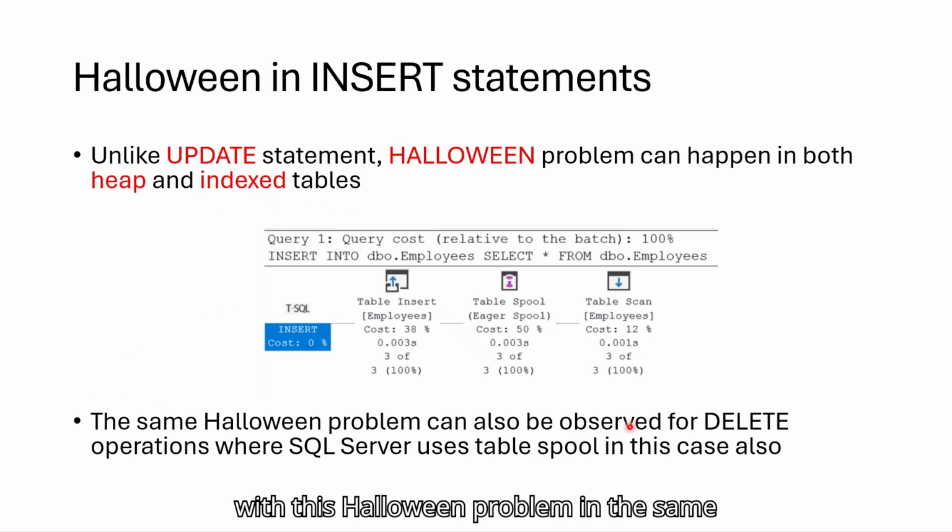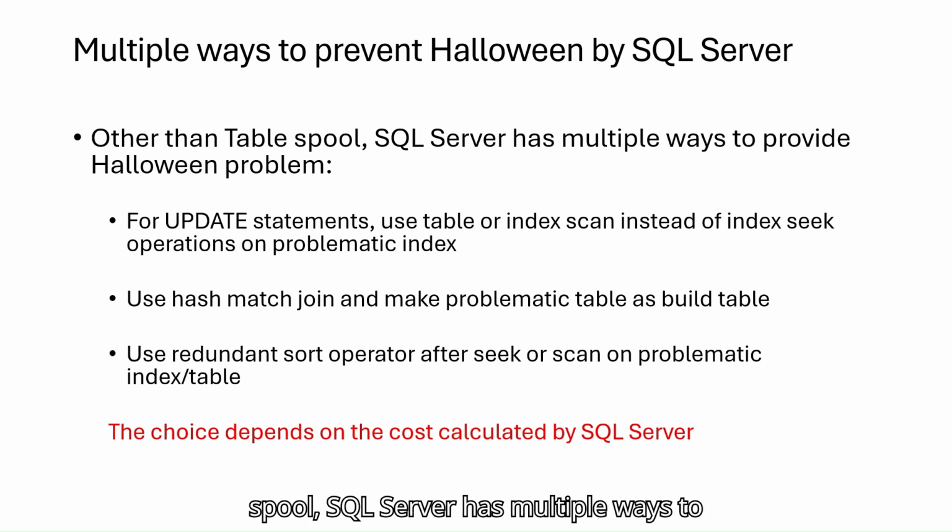SQL Server can deal with this Halloween problem in the same way as Halloween in update statements, like using table spools. Other than table spool, SQL Server has multiple ways to deal with the Halloween problem. For example, for update statements, SQL Server can use a table or index scan instead of index seek operations on the problematic index. Or it can use a hash match join and make the problematic table the build table. Or it can use a redundant sort operator after a seek or scan on the problematic index table. The choice of these operations depends on the cost.